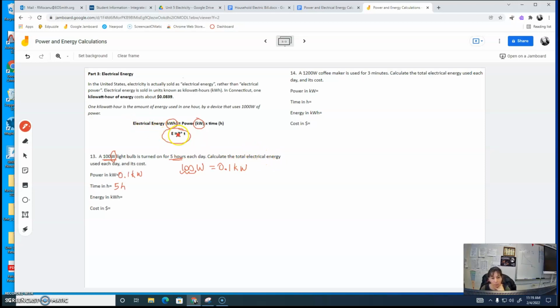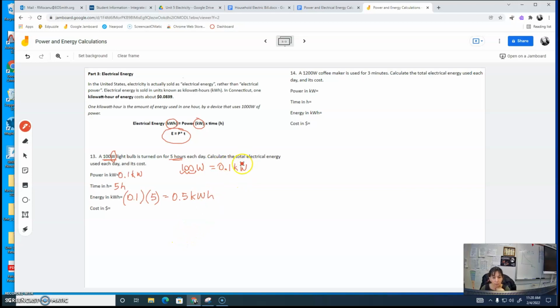Electrical energy is power times time. So I have the power, 0.1 kilowatts, times my time, 5 hours. They are both in the right units, so I can use my formula with no problem. And 0.1 times 5 is just going to be 0.5. And my unit is going to be kilowatt hour.